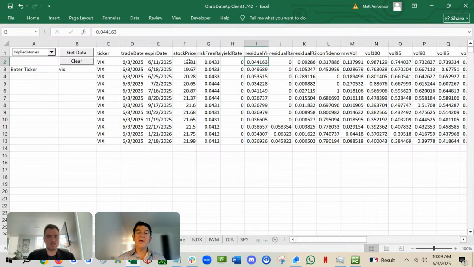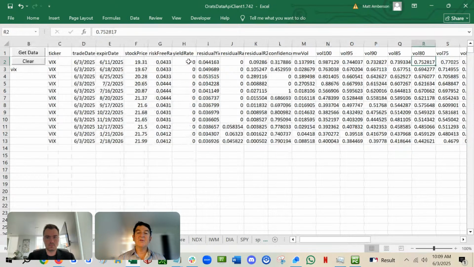So we have a risk-free rate, yield rate, there's no dividend, and a residual rate that solves for any leftover interest. And then we also slope that. This is a little more complex than we really want to get into for today. We have a confidence factor, like how wide the markets are versus how many options there are. So more confidence in the outer months than the inner months. And then how wide the markets are.